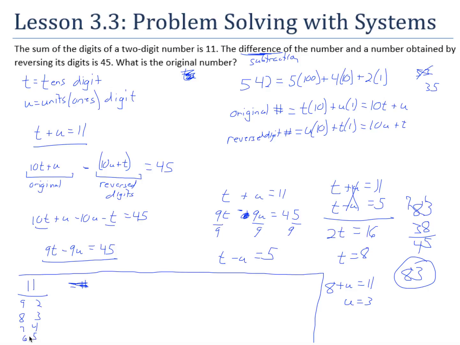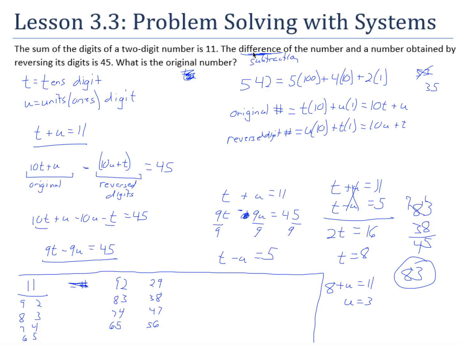5 and 6, well, that's the same as 6 and 5. We can't do 10 and 1 because 10 is not a digit. So we kind of have 92, 83, 74, 65. Those are not the only ones, but those are some of the options. If we reverse them, because we talked about reversing the digits, 29, 38, 47, and 56. These are the only 8 numbers, 2-digit numbers, whose sum of the 2 digits is 11. So it's one of these 8 numbers.